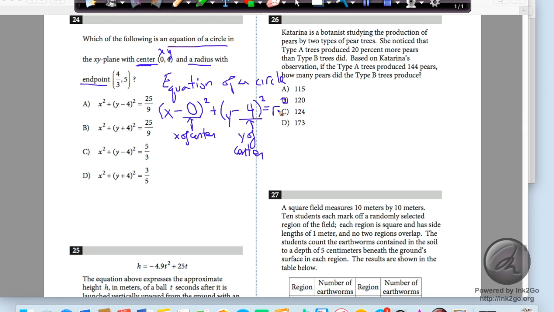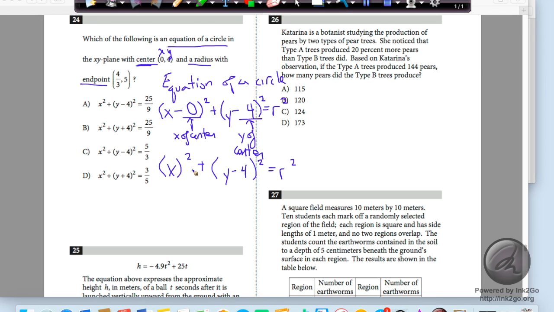And what I can then do with this, right, it says and a radius with an endpoint of this value. So I will actually also need my distance formula, but here I'm able to solve this through. So x minus 0 is going to be x, right? I'm going to end up doing x squared, and this is going to be plus y minus 4. So I'm going to get y minus 4, and this is going to be squared equals r squared.